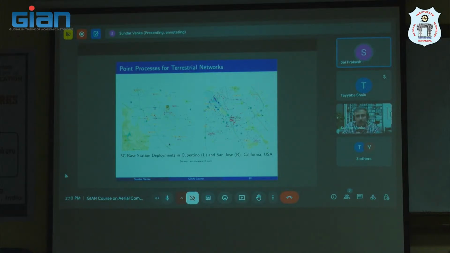Point process? They are IID? Not necessarily IID. Very good question, sir. But it's not IID. So the arrival of each point is independent of the other points' arrivals? Not necessary. Not necessary.